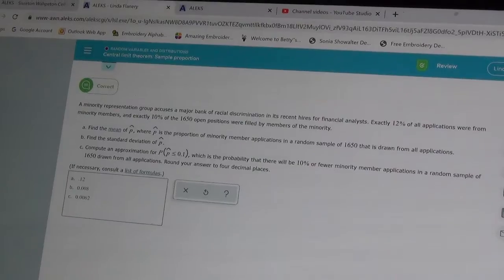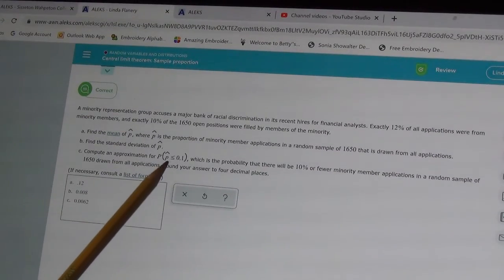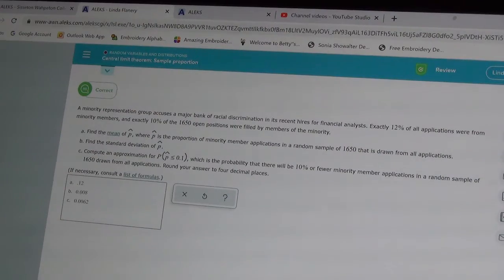So, just watch that. If this is a less than or equal to to begin with, then I just use the P of Z. If it's a greater than or equal to, then I have to do the 1 minus P of Z.